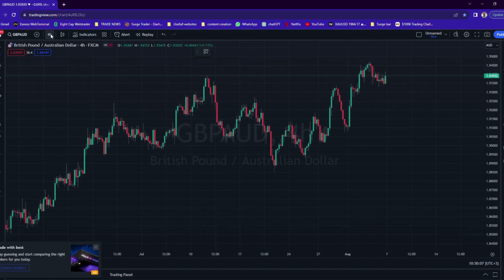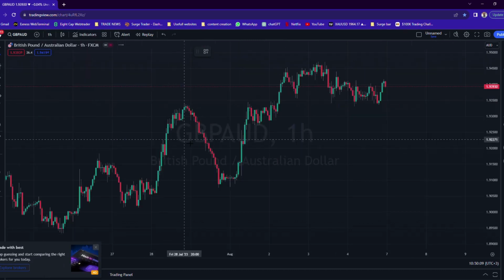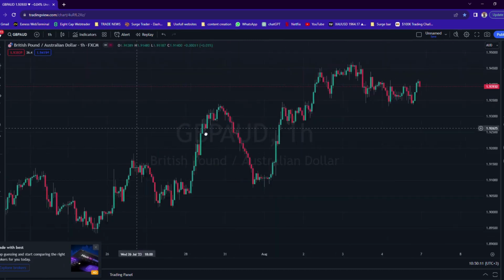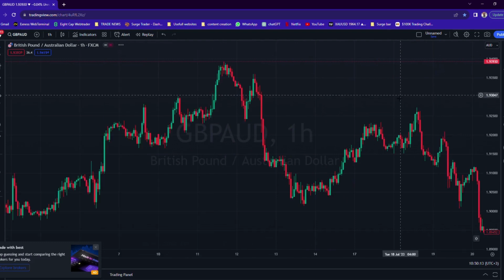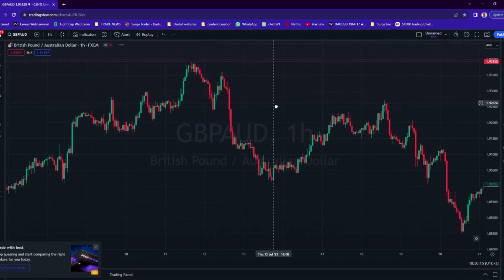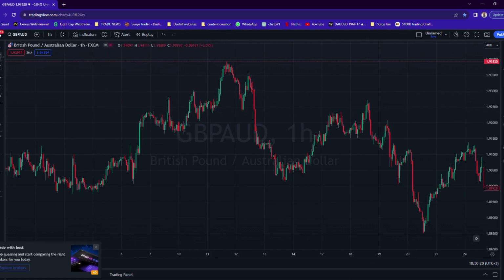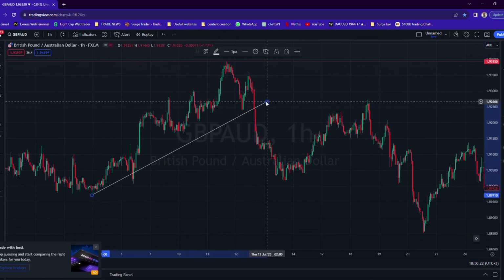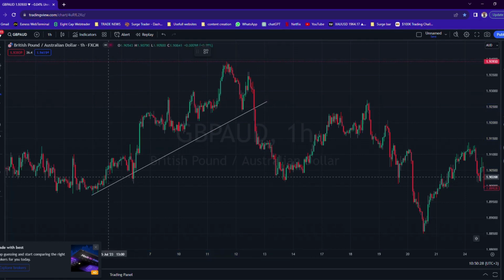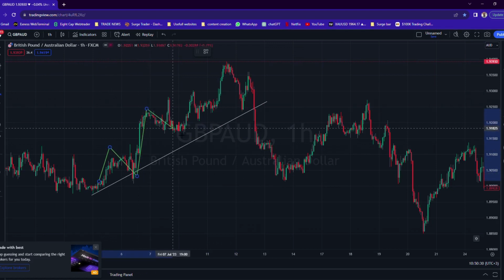There was a move. Let's put in the 1-hour chart. Sorry about that. Okay, let's come back here. For example, we had this upward trend. We are looking for a change of character. How do we go for that change of character? Here is a trend moving to the upside, as you can see.